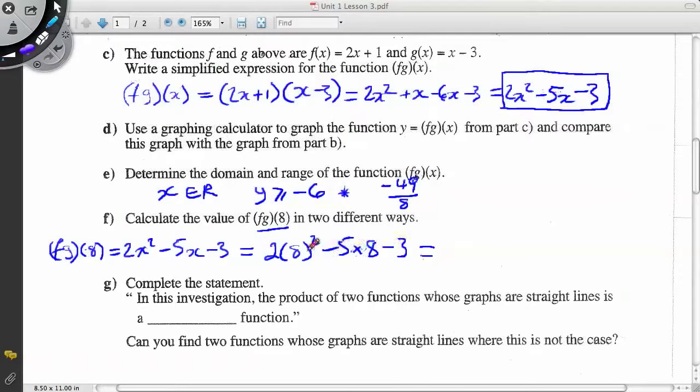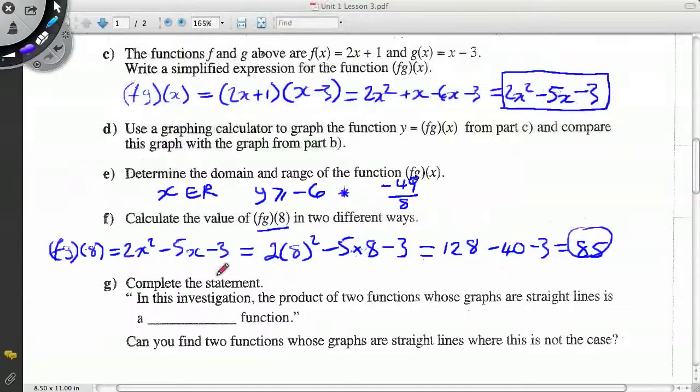We'll have to do brackets first. 8 8s are 64, 2 64s are 128, minus the following 5 8s are 40, and minus 3, so we eventually get an answer that is, I think that's 85. Okay, that would be your answer.